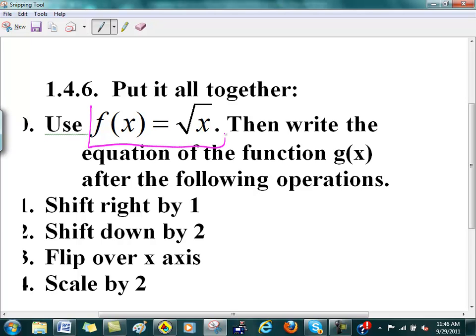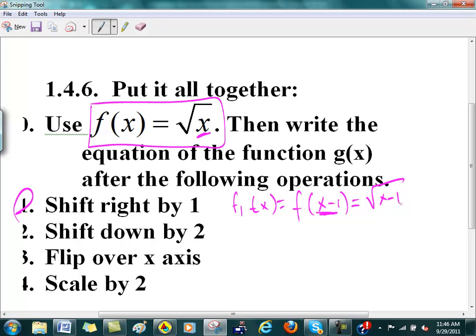So this is f(x). For f1, which is step number 1, I want to shift right by 1. So I'm going to take f(x plus 1) or minus 1? Minus 1. And I take this and put it in the place here. So then it becomes square root of x minus 1. Now my purple, or I think it's called fuchsia. Does that look like fuchsia to you? So my fuchsia function is square root of x minus 1. That's f1. Now I'm going to go to step 2.